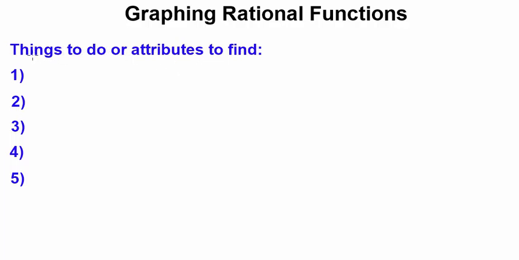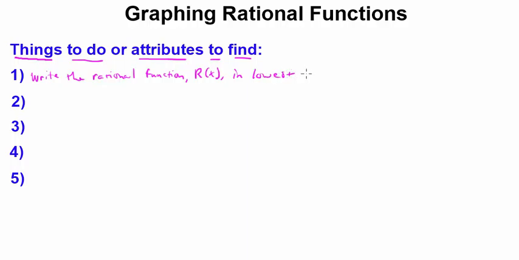So let's look first at the things that we need to do, or attributes of the rational function that we need to find, in order to graph. The first thing we have is this rational function, and we need to write the rational function R of x in lowest terms. In other words, we need to reduce this rational function, and to do that we'll have to factor the numerator, factor the denominator, and see if there are any common factors that we can possibly cancel out.